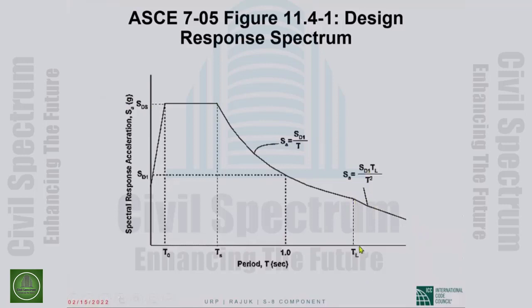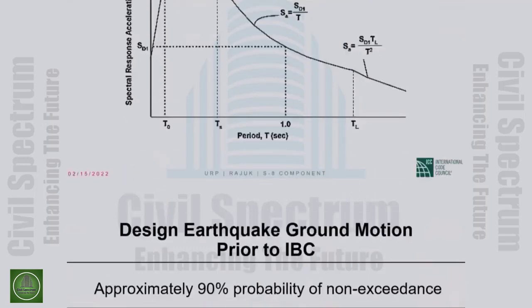And this portion starts at a period T sub L that is called the long period transition period in the IBC and ASCE 7. In ASCE 7, T sub L is mapped for the entire United States. In BNBC, T sub L has a fixed value of 2 seconds, as I mentioned repeatedly one of these days, and you will see that again. Okay, so in any case, this spectrum evolving from the Housner-Seed spectra is the basis of design in ASCE 7.